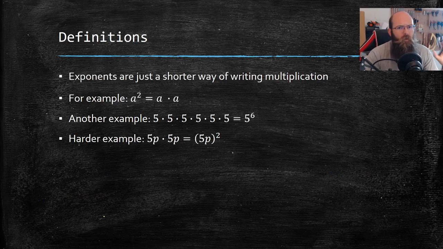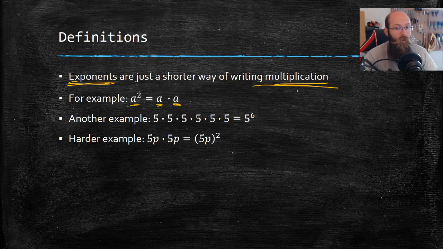Hopefully you remember this from class, but we have a squared. That's just the same as a times a, right? And a times a is the same thing as a squared. Those things are equivalent, and that's because exponents are just a shorter way of writing multiplication. I don't want to write multiplication out a whole bunch of times, so I can use exponents, just like I can use multiplication to show a whole bunch of addition.